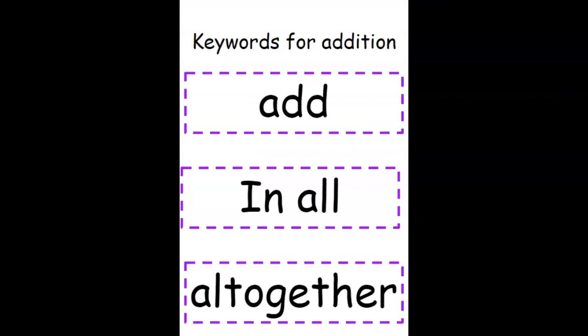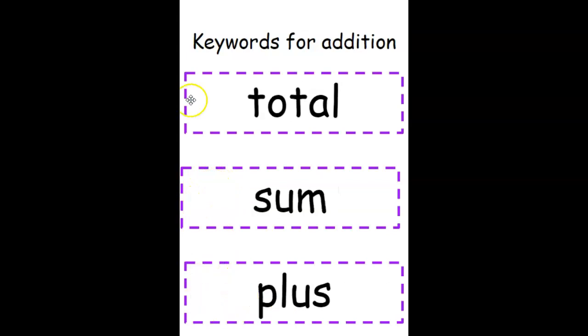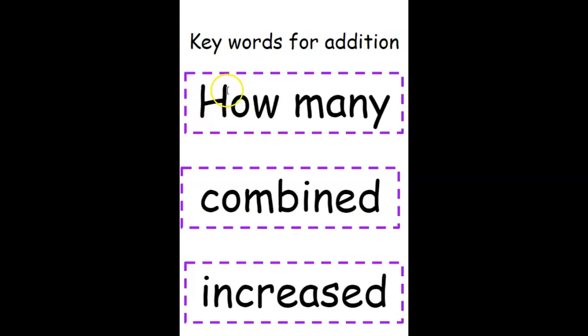When we're looking for keywords, we're going to look first for addition words and then we'll look for subtraction words. So key addition words will be add, in all, together, total, sum, plus, how many, and usually it'll say how many more, combined, increased. All of those words give us hints or clues that we want to add.